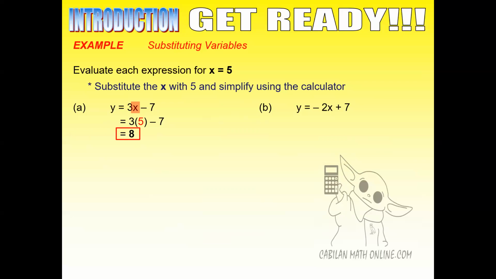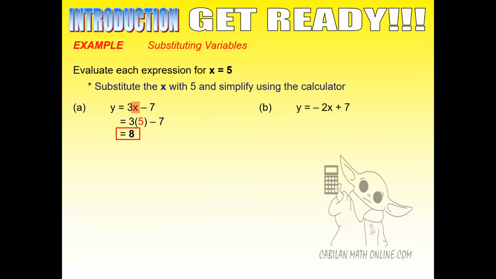Now what your calculator is really doing here is 3 times 5, which is 15, and then 15 minus 7 gives you 8. But with the brackets, your calculator knows how to perform the correct order of operations. So that's where the brackets come in handy.